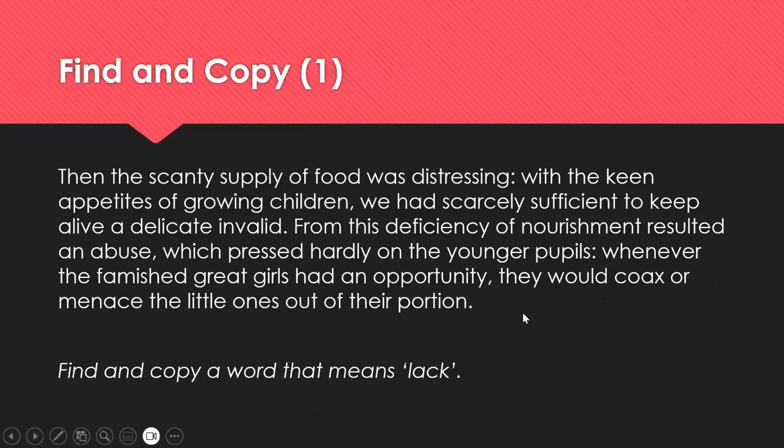Okay, so last few questions for today. Next page. Okay, find and copy. Last type of task for today, find and copy a word that means lack. A lack of something. Now remember, think about, okay, what word type is this? And for this one, you should be able to put the word lack into the place in the sentence, and it would still make sense.